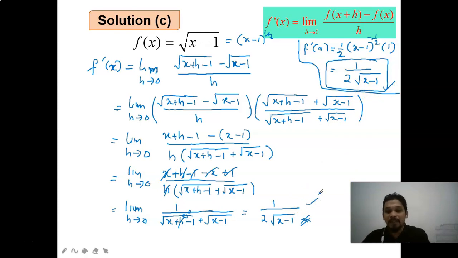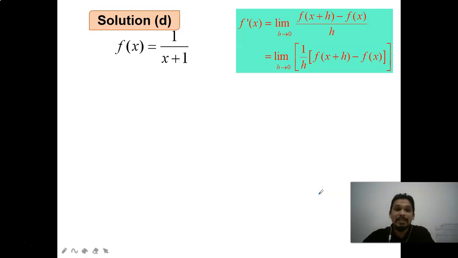Okay, next question. Solution D. And this also, we may recall, define this as x plus 1 to the power of negative 1.